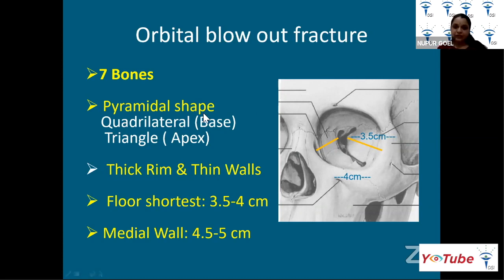The orbit is in the form of a pyramid, which has a quadrilateral base and a triangular apex. It has a thick rim and thin walls. The floor is the shortest wall followed by the medial wall.